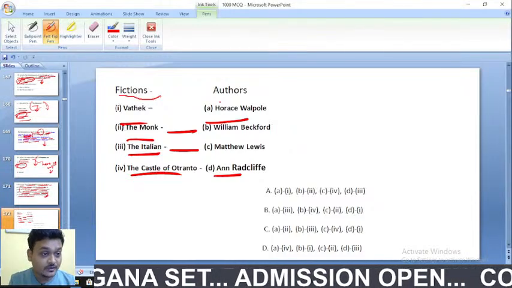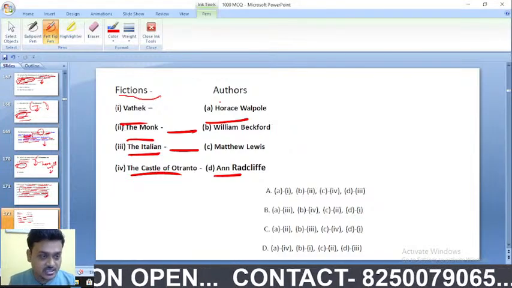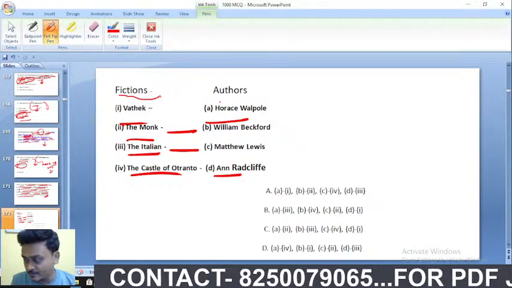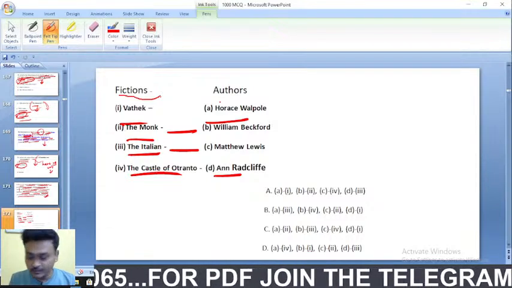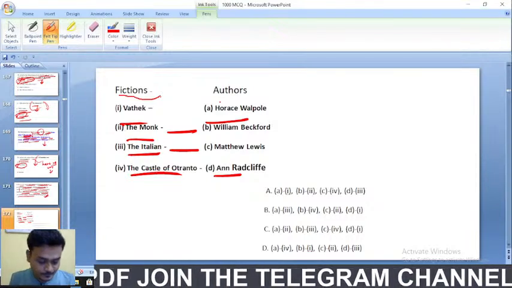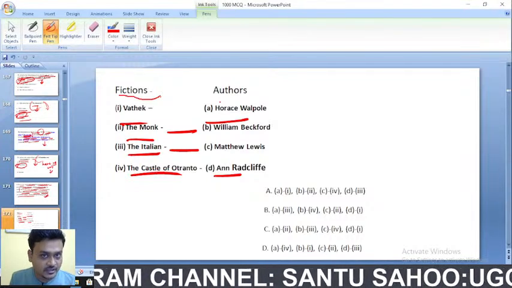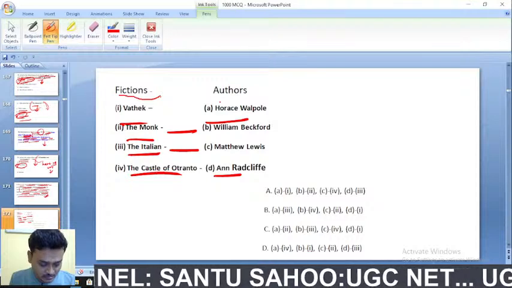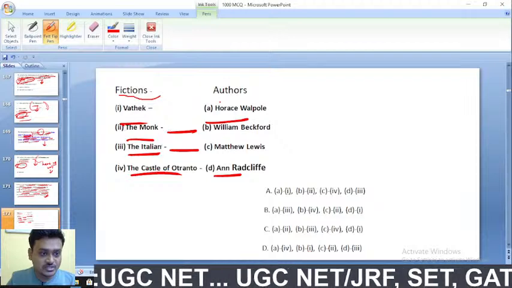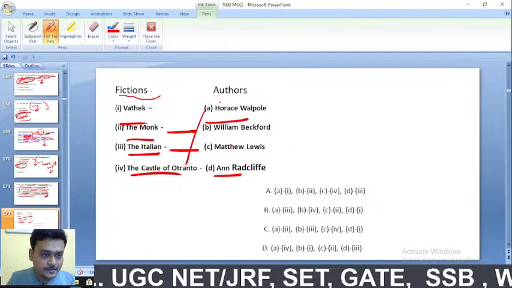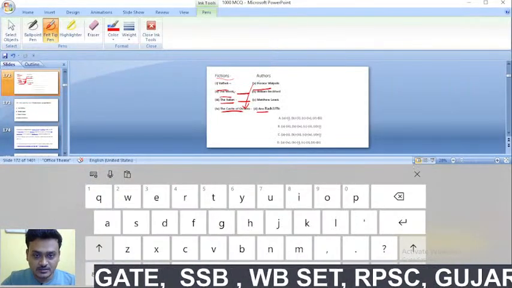If you want to succeed, you need to also revise the things. These are the things that you will definitely forget. That's why revision is the key. Along with reading the text, along with reading the summaries and important points, you need to also revise your things. If you do not revise, definitely you'll be getting confused. So here you see that The Castle of Otranto, Horace Walpole. Chalo. The Monk by Matthew Lewis. Kya ho gaya phir se?